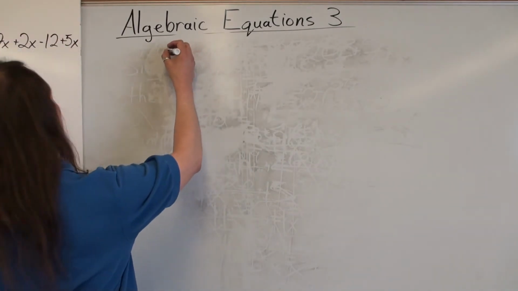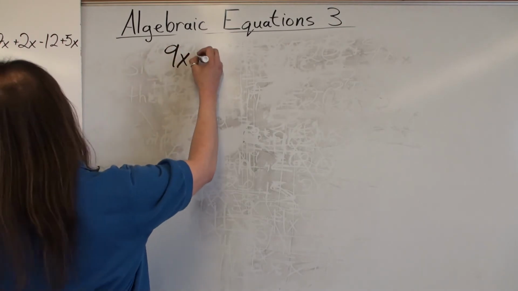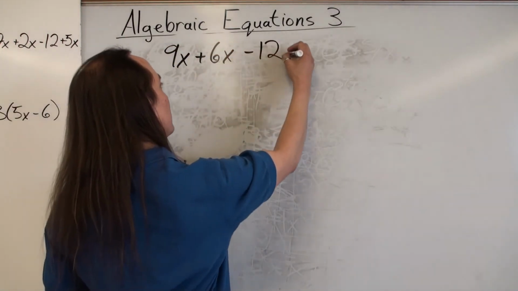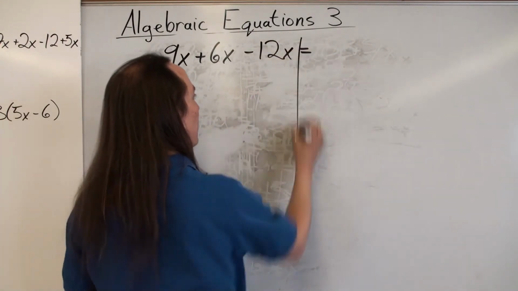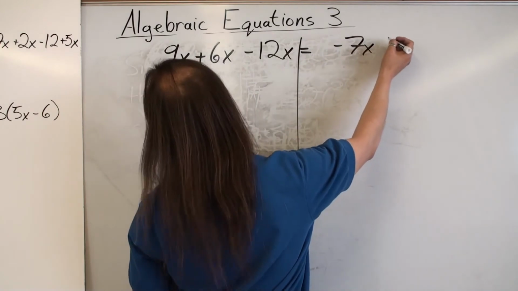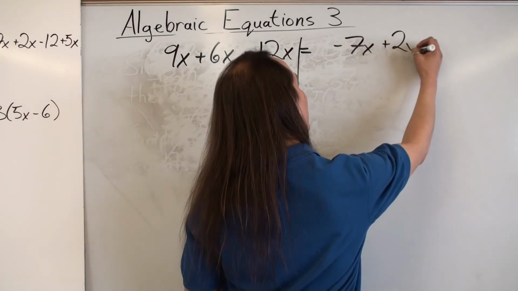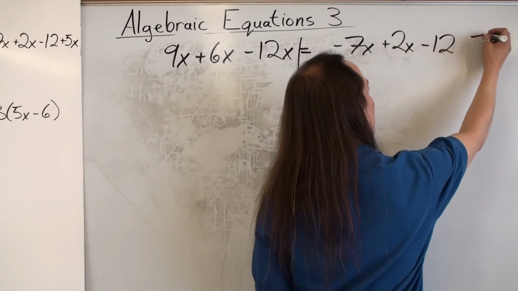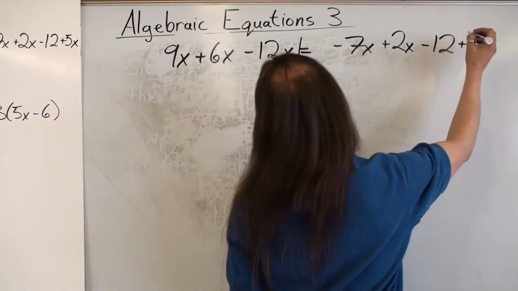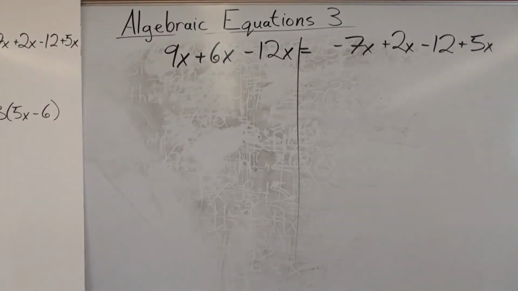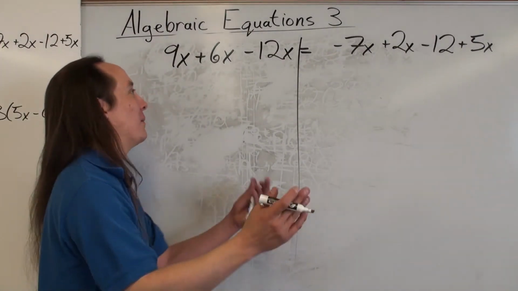It said 9x plus 6x minus 12x is equal to, put my line right away, minus 7x plus 2x minus 12. Oh, I'm getting tired of writing. Okay. Yep, it fit. It's so long I wasn't sure.